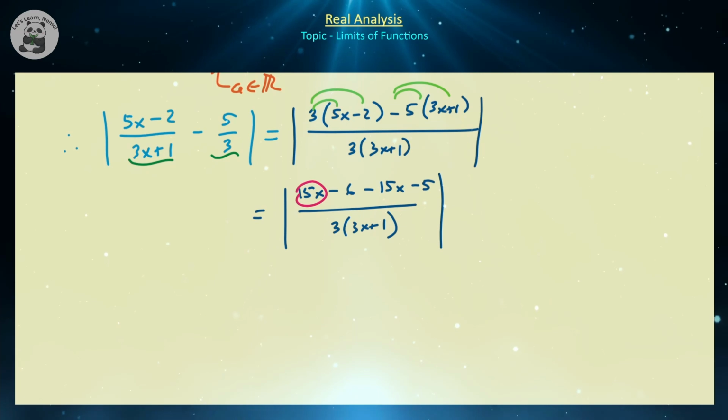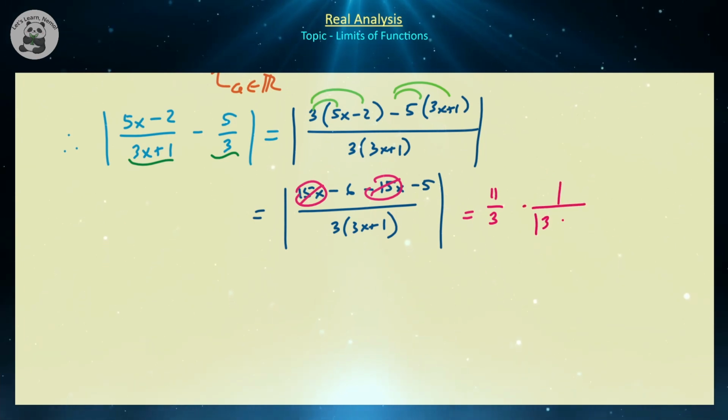So we have our 15x and 15x are going to cancel out, with a minus 11 on top. So once we distribute our absolute values, this is going to be equal to 11/3 times 1 divided by the absolute value of 3x plus 1. Okay, so what do we have here?